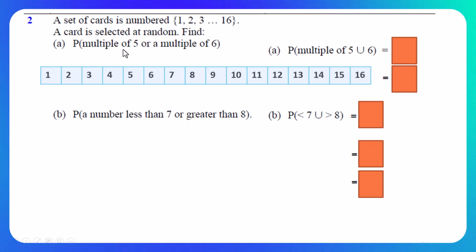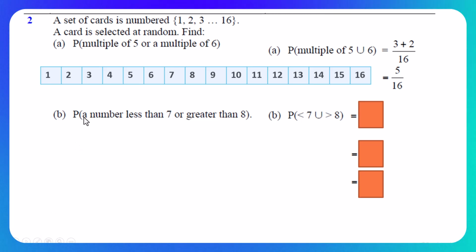Okay, so now we're looking for a card that's a multiple of 5 or a multiple of 6, and we're looking at or. Or always means add, and we use this symbol that looks like a U, it means united. So we have 3 numbers that are multiples of 5: 5, 10, and 15, and then 2 numbers that are multiples of 6. 6 times 1 is 6, and 6 times 2 is 12. So 3 plus 2 over 16, that's going to be 5 over 16.